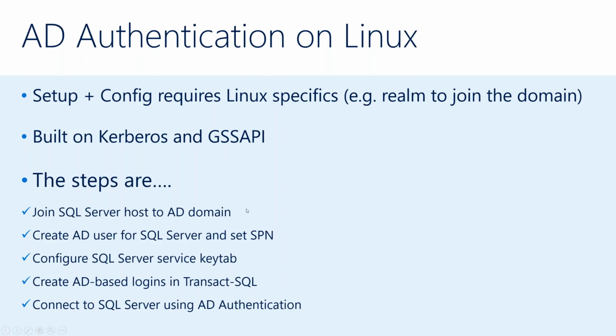You join your SQL host to an AD domain, and then in Active Directory, you need to create a user for SQL Server itself and set your service principal name to make sure that works. And then you configure inside SQL Server on Linux a keytab for the service itself to be part of this domain. And then you do things that are very natural SQL. You're going to go into Transact-SQL and create your AD-based logins, and then you start connecting and specifying, I want to use AD authentication. And those are the steps to actually make it work.